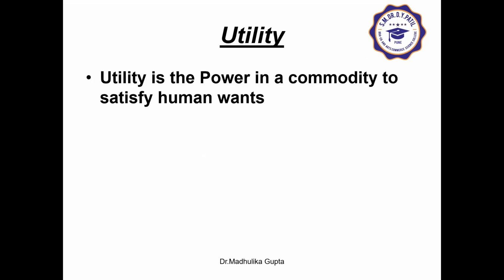So the cardinal approach to the theory of consumer behavior is based upon the concept of utility. It assumes that utility is capable of measurement. It can be added, subtracted, multiplied, and so on. So according to this approach, utility can be measured in cardinal numbers like 1, 2, 3, 4. So I have two utility, I have four utility, this is how.